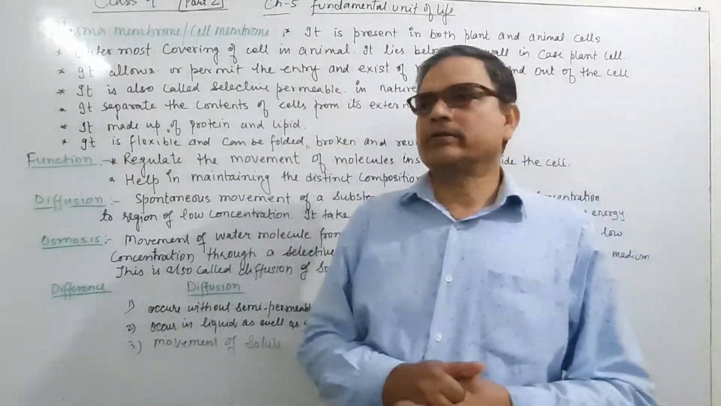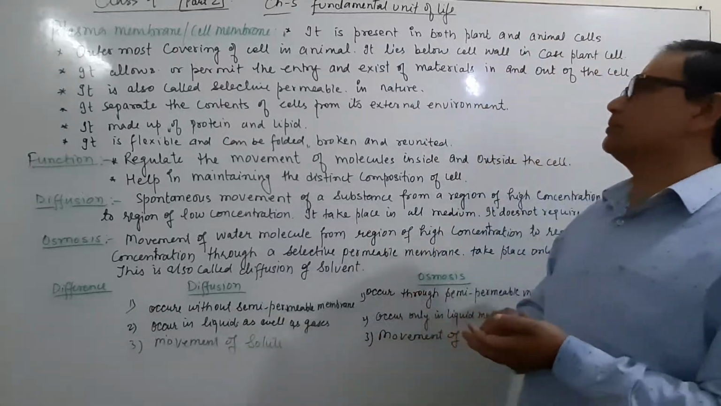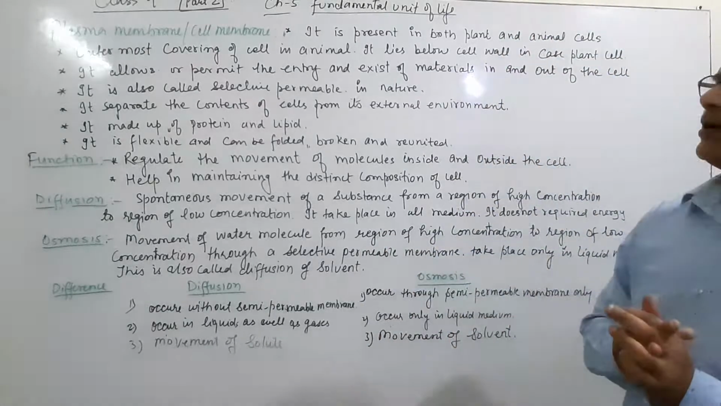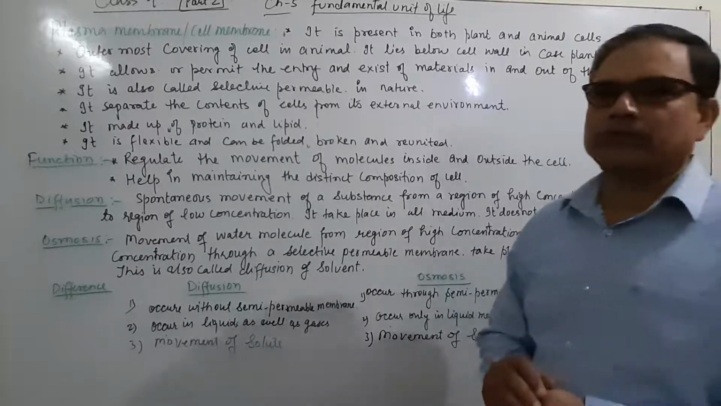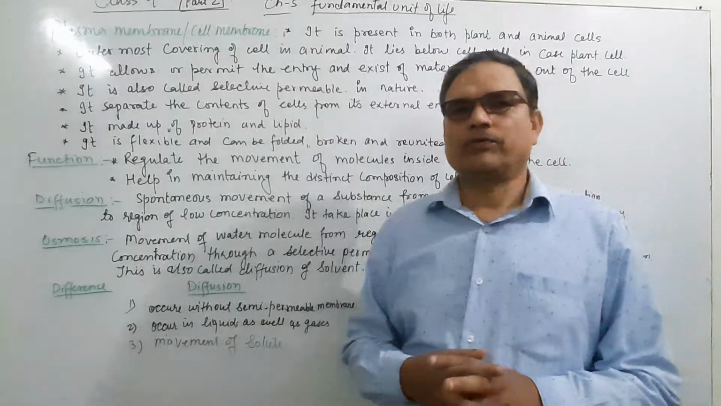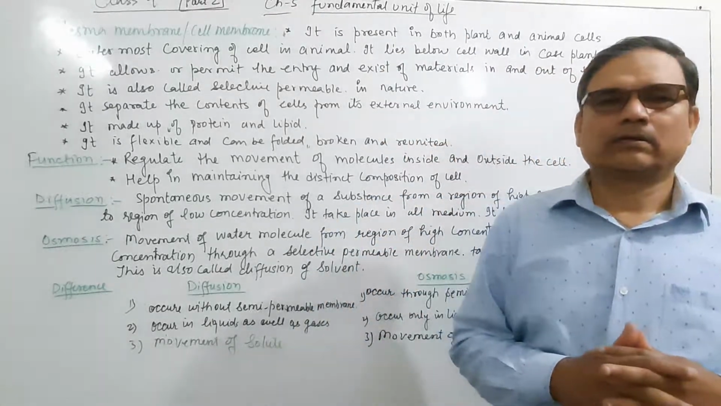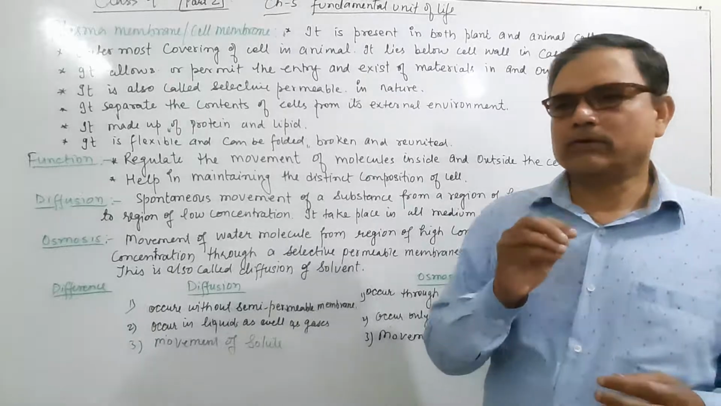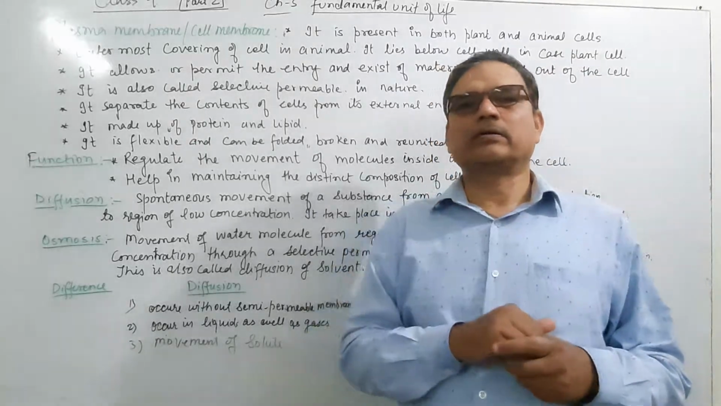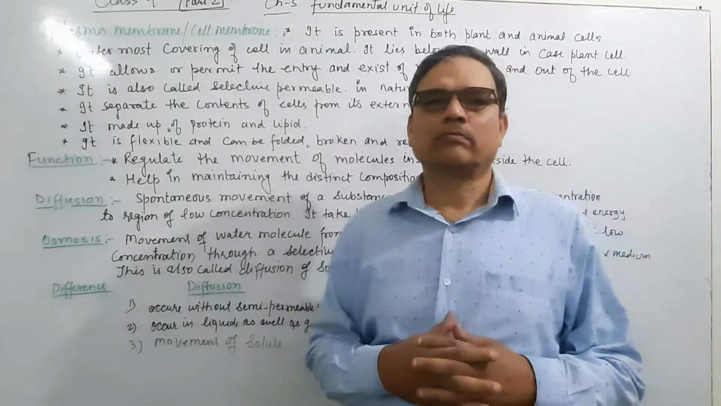Today we will start Science of Class 9th, Part 2, Chapter 5, Fundamental Unit of Life, which is the cell, which we have already completed in previous classes. And the cell has three parts: plasma membrane, nucleus, and cytoplasm.